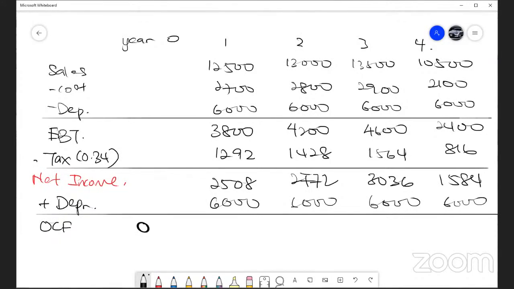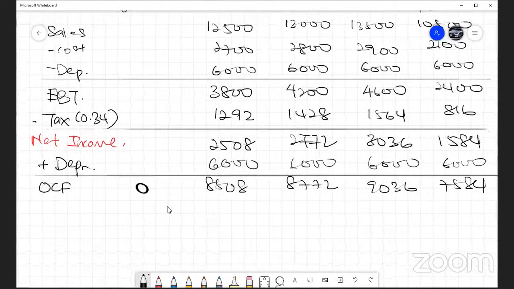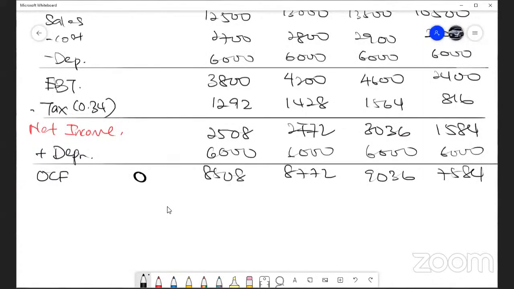Year 0, all right, add together 8,508, 8,772, 9,036, 7,584. Hope I did not show the wrong one. Okay, already done until here, OCF ready. You still have certain things that you haven't done yet, which is the net working capital and taking into consideration the net working capital spending that happens in every year. So let's see what to do here.